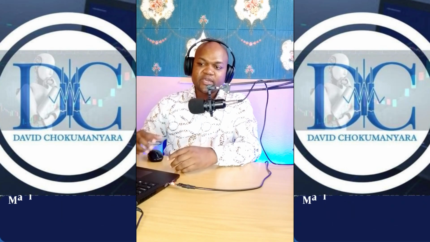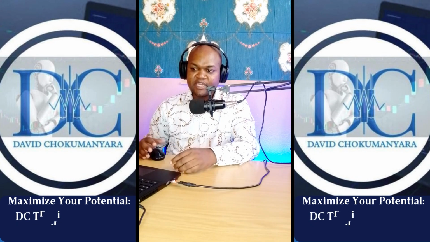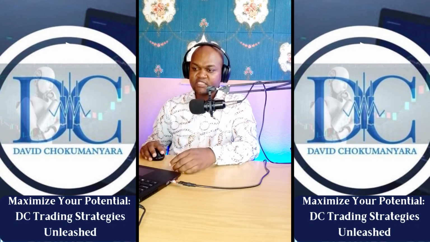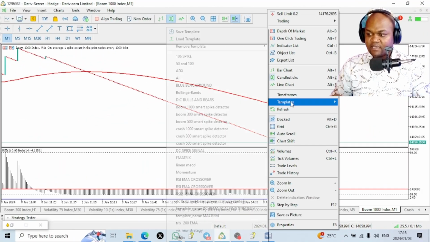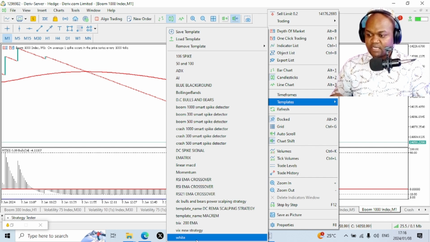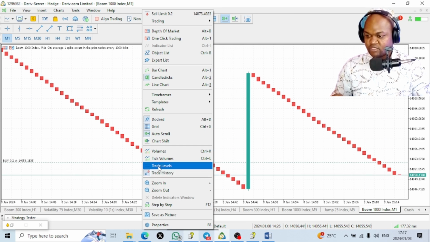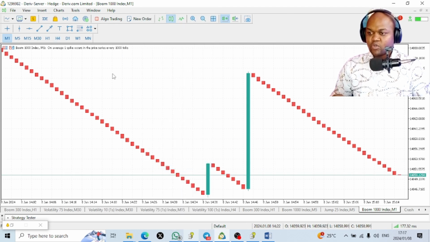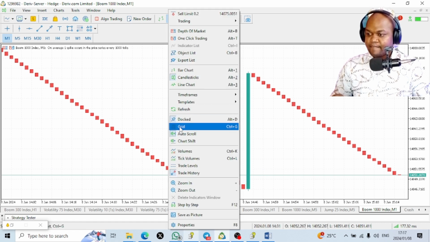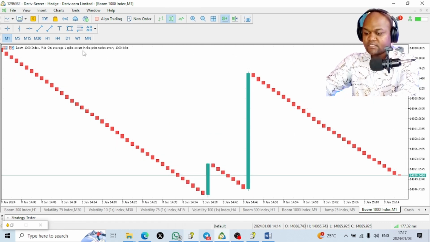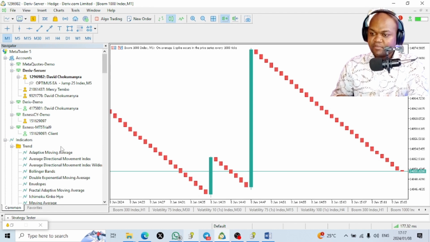So let's quickly look at the settings that we're going to be making use of in this particular strategy. I'm going to delete all the settings that are there on the chart so that we look at how we can trade this using this strategy. Let's quickly look at the indicators that we're going to be making use of.